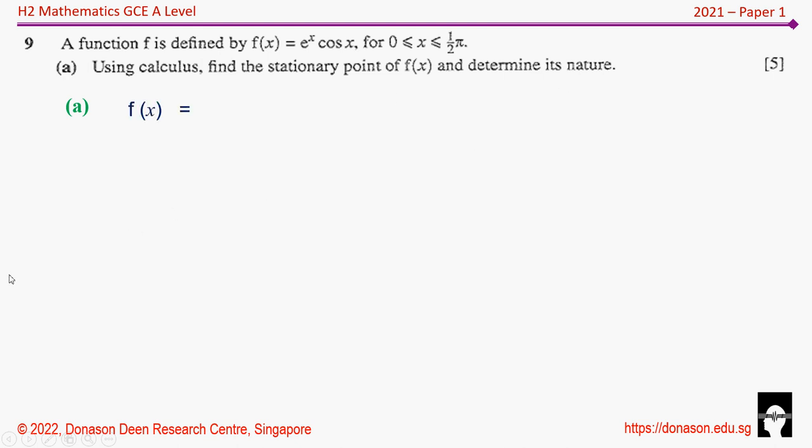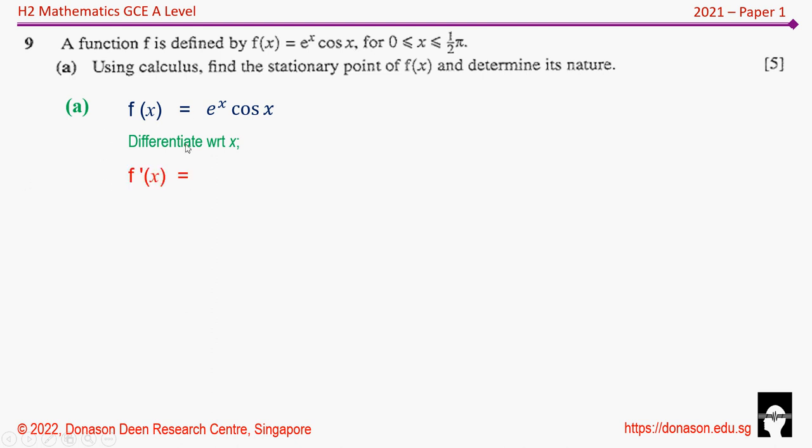So first let's copy down the function. The function of x is given as e to the power of x times cosine of x. Take note that x must be between 0 to pi over 2. Now, when we want to find the stationary points, we need to differentiate with respect to x. So let us find f prime x.